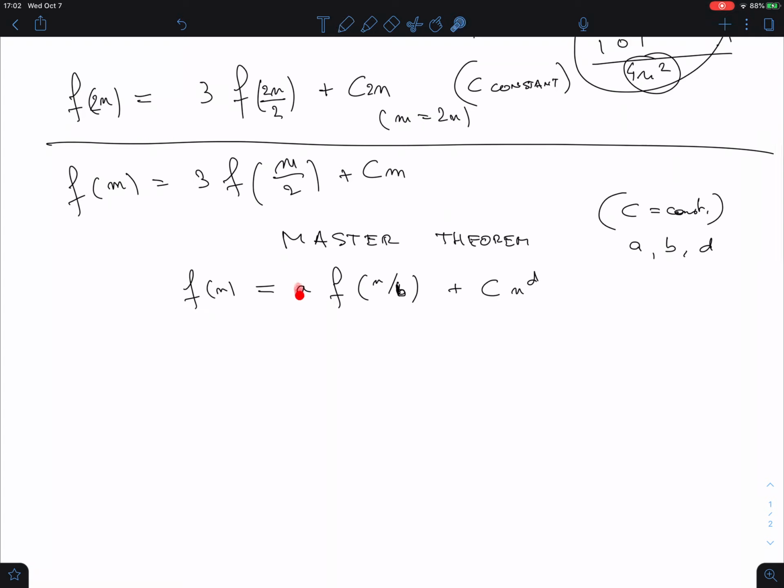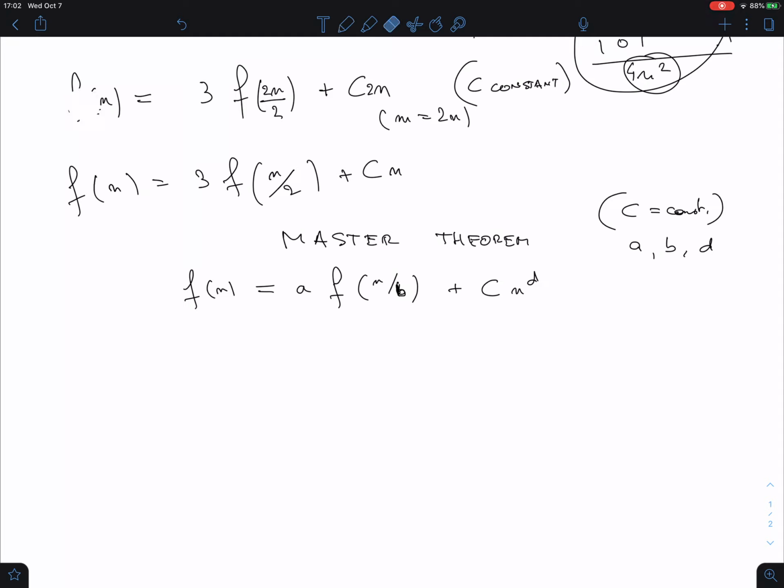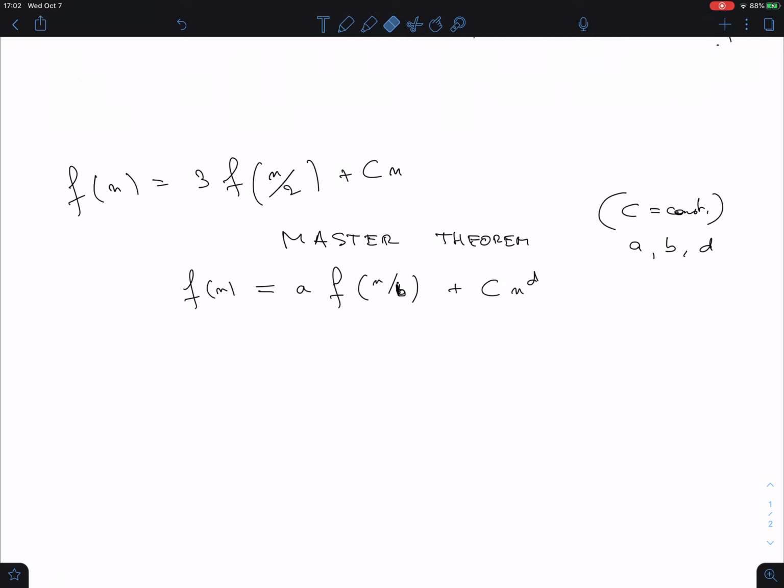So the a is 3, the b is 2, and the d is 1. Okay, this was m's, but we kind of forgot what these m's were, so I'm going to write n's again, right? Originally there was a reason why we did it with n's and not with m's, but let's forget why, and now we know how it looks. So you see much better how it fits. Okay, now that's the setup.